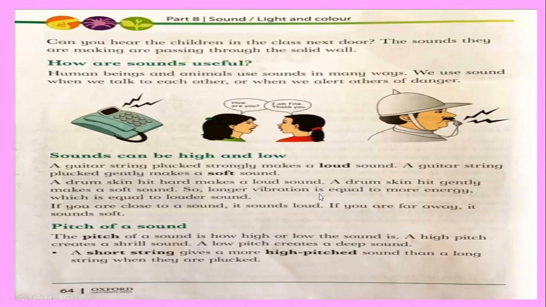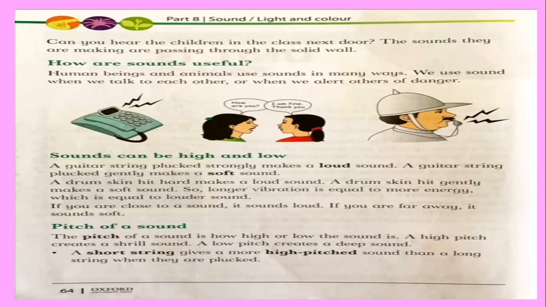Okay, so a longer vibration is equal to more energy, which is equal to a louder sound. If you are close to a sound, it sounds loud. If you are far away, it sounds soft. As you can understand by this example, if you are sitting in the front of the classroom and your teacher is speaking to you, then you can hear very clearly. And sometimes when he or she speaks loudly, you feel that the sound is too loud.